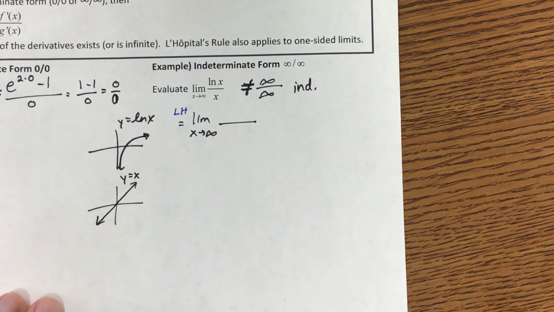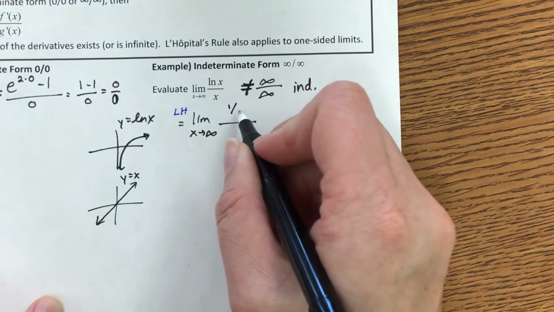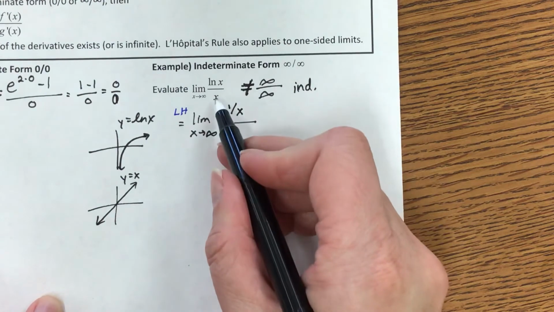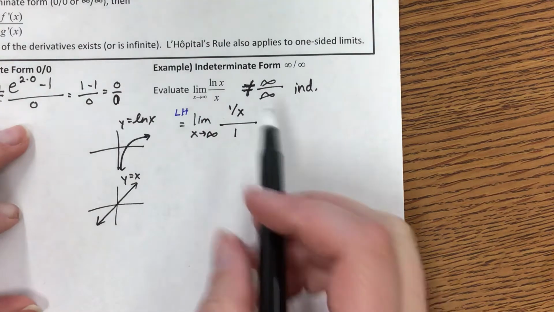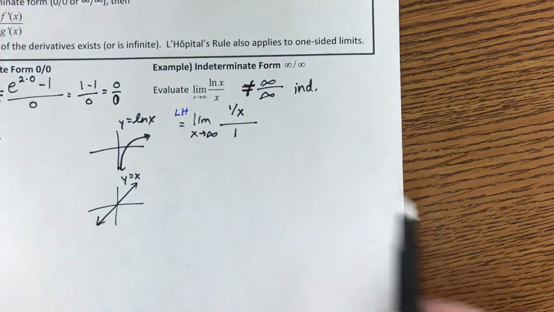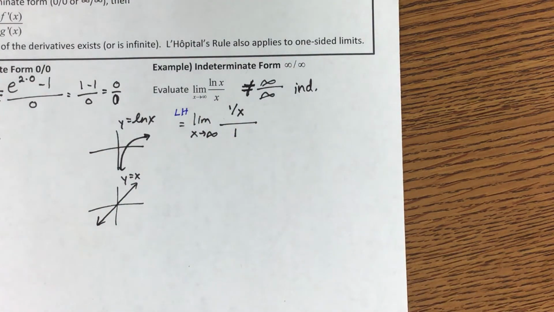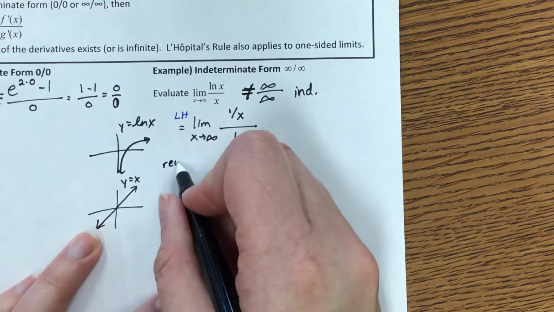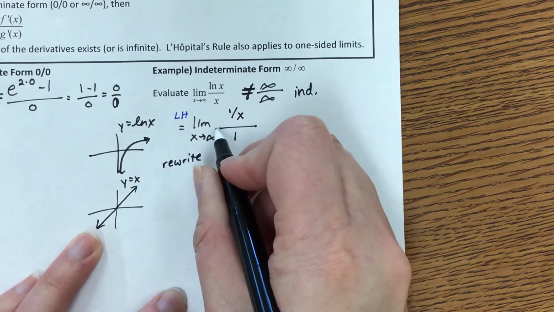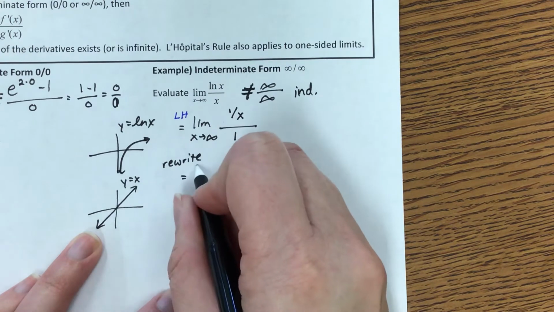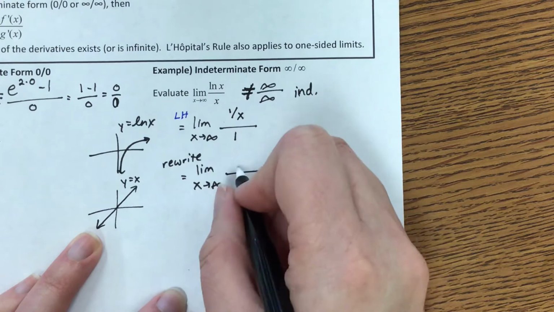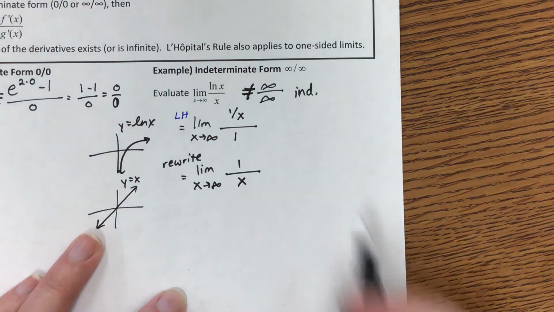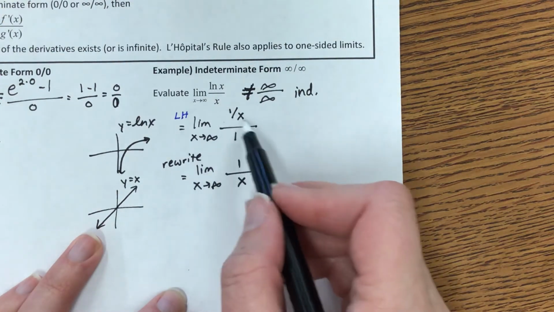Okay, the top, what is the derivative of natural log of x? 1 over x. Bottom, what's the derivative of x? 1. So again, you have to show that you took the derivative of the numerator and of the denominator. All right, let's do a rewrite. We know we don't have to put divided by 1, really. So this still equals the limit as x approaches infinity of 1 over x. Right? Anything divided by 1 is the original thing.